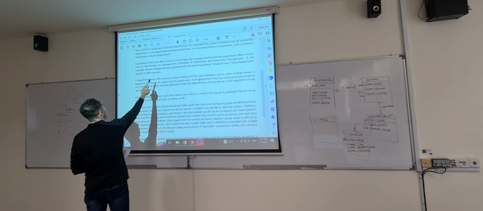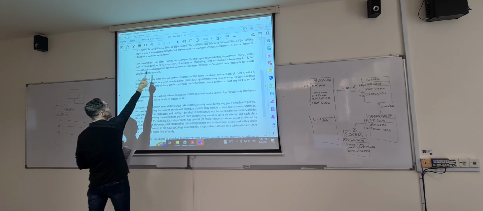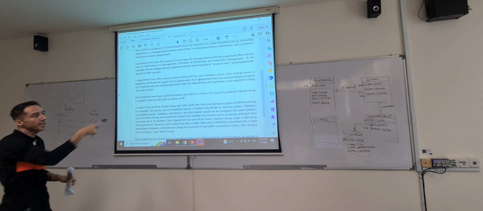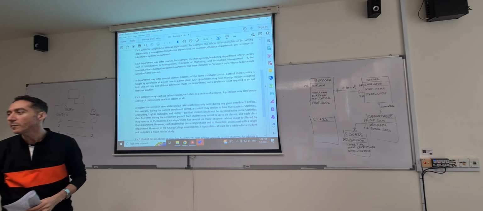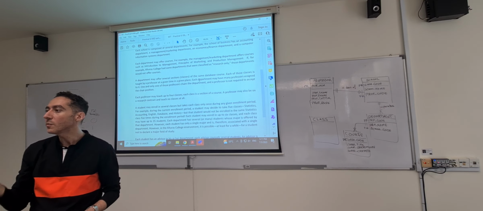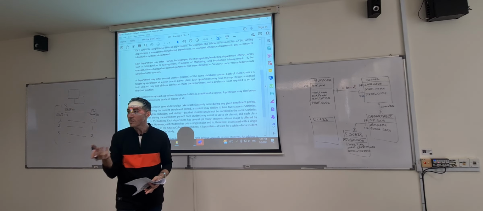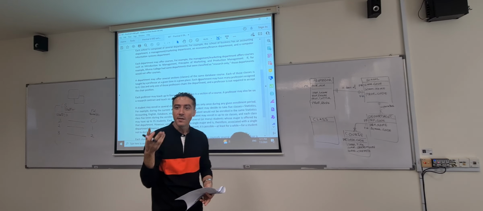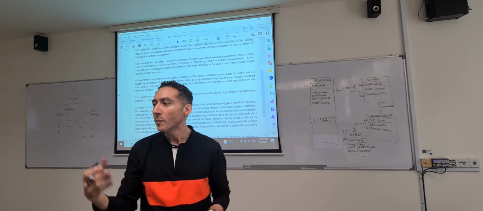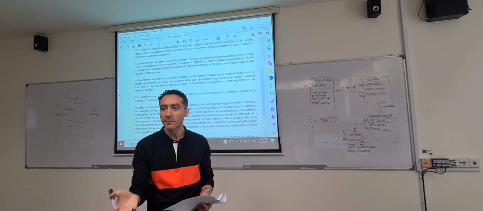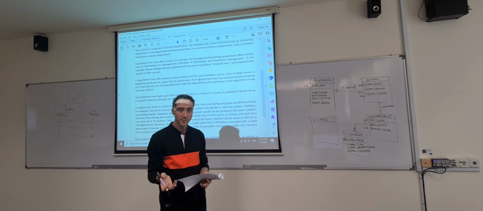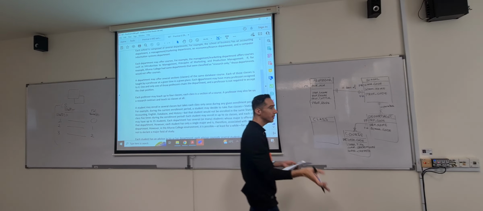Those departments will not offer courses. It doesn't say, but each department may offer courses. It doesn't say that the course can be offered by many departments, so you cannot assume the many relationship, because it doesn't say. If it says that a course can be offered by many departments, then you put many, okay? Clear?